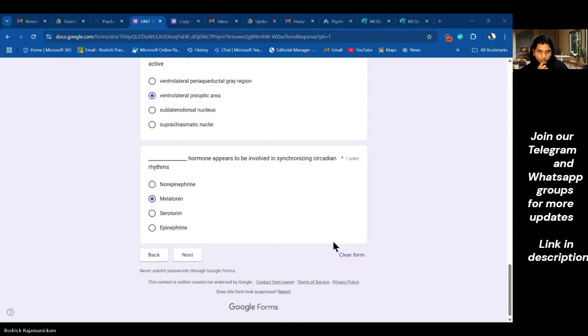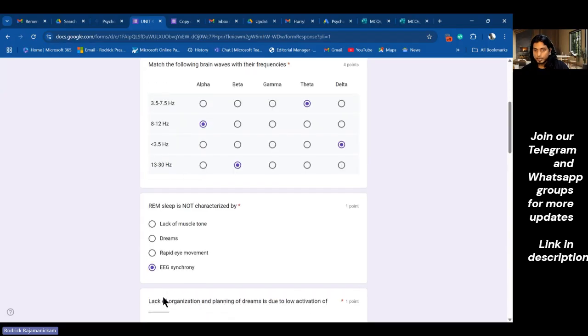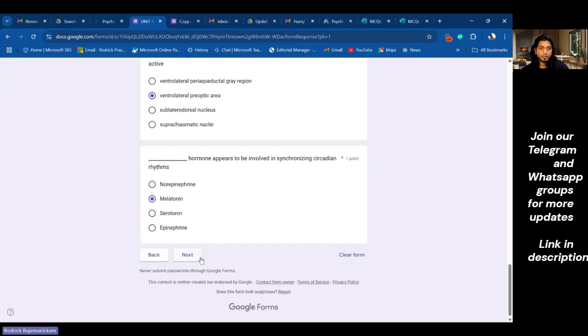Yes, sir. I wanted to confirm that the frequency of gamma waves is more than 30 hertz. Yeah, it'll be more than 30 hertz, because up to 30 is still beta. That is high beta. Okay, thank you, sir. So gamma will be more than that. We didn't have an option here. Okay. Fine. Any other questions?